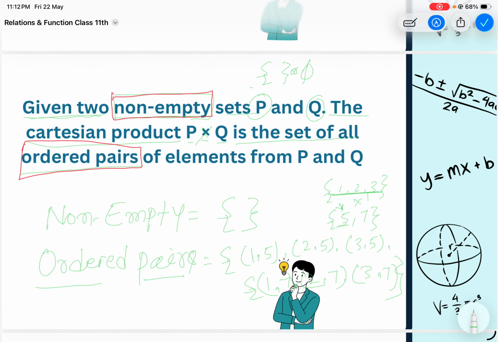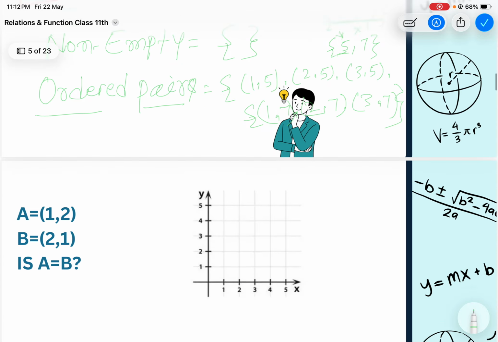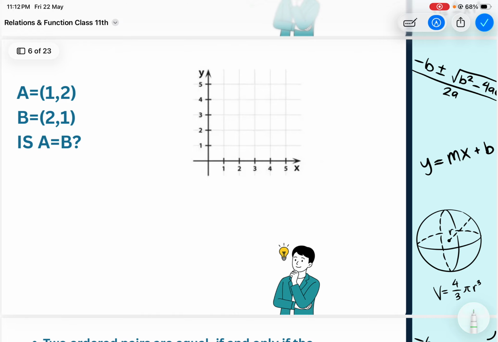So the meaning of ordered pair is we have to follow order and we have to make a pair of two elements from P and Q. We will take one element from P, then one element from Q, then we will take another element from P and we will do the same with the element of Q. Once we complete all the elements of P, then we will move to the second element of Q, if there is any, right?